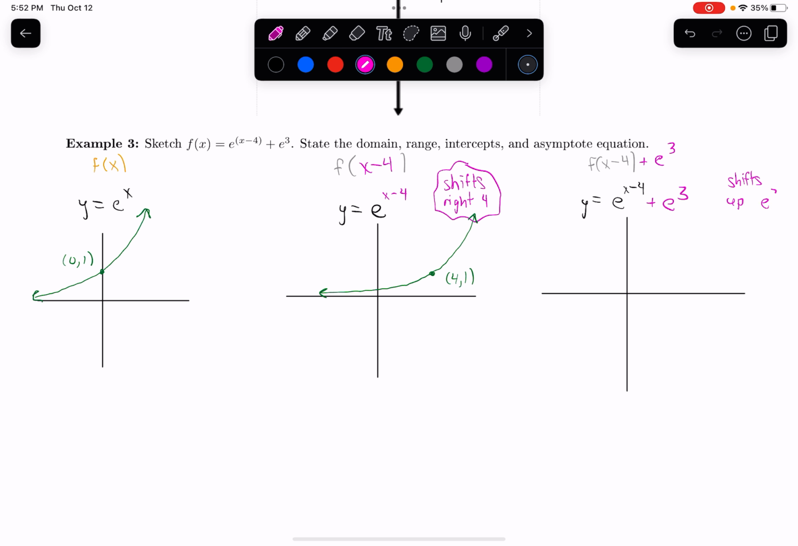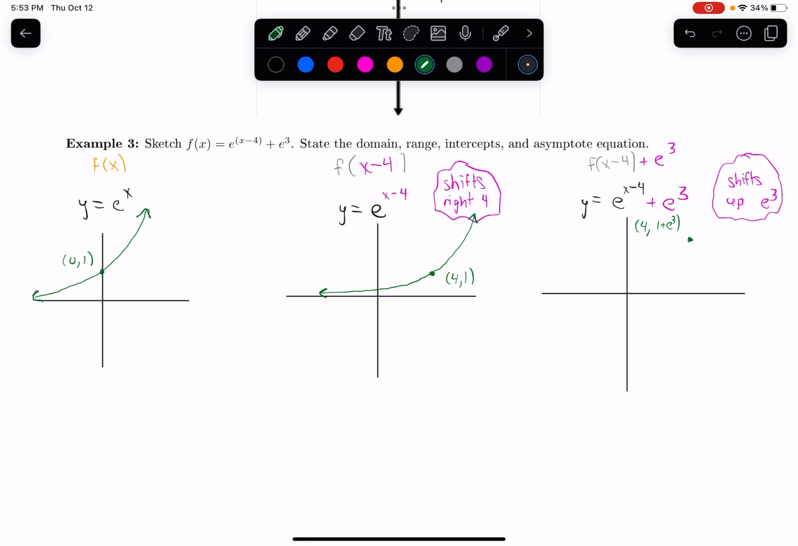Up by e to the 3. Shifts the whole thing up by e to the 3. Okay, so when we do that, let me shift up this balance point. So when I shift up that balance point, now it's higher. So that balance point is at 4. X coordinate doesn't change, but the y coordinate becomes 1 plus e to the 3. And that can't really be simplified.